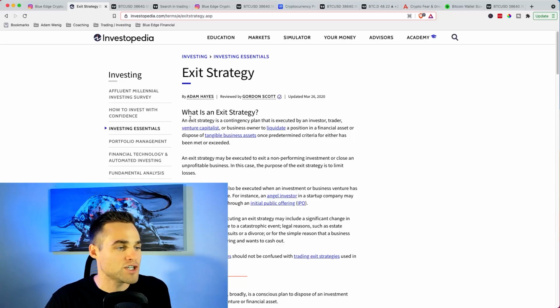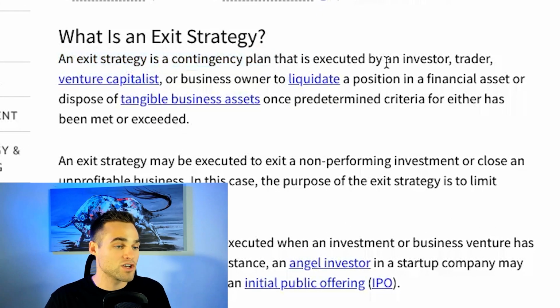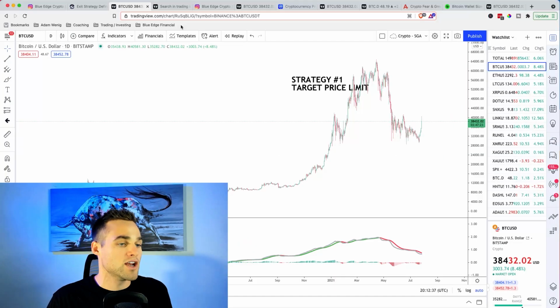Now, an exit strategy is really pretty simple. It's basically just a contingency plan that's executed by an investor or trader to basically exit out of a certain asset class. Obviously, in this scenario, we're talking about how do you actually exit cryptocurrencies. And it's important if you are an investor or you are a trader in cryptocurrency that you do in fact have an exit strategy. Here's the reason why.